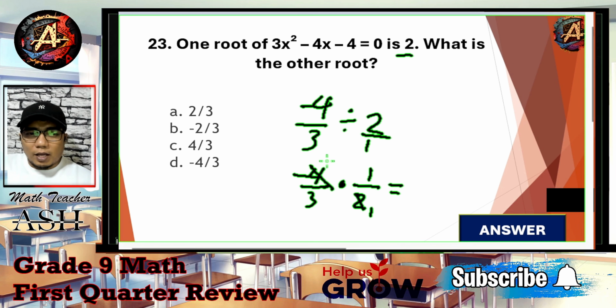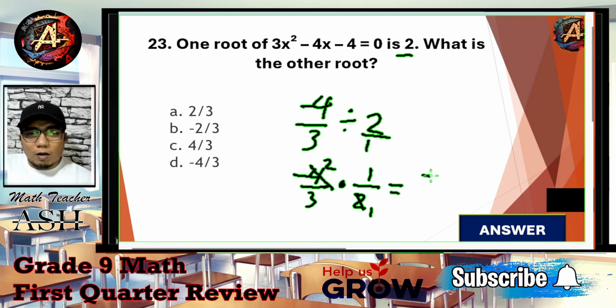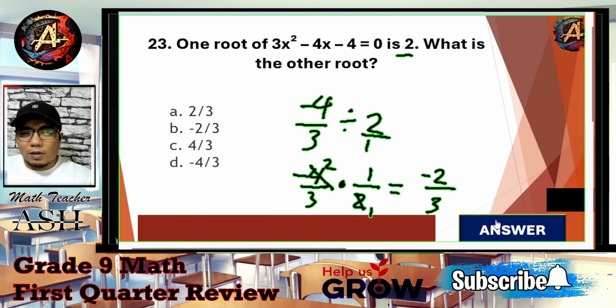This will become 1 and this will become 2 by dividing both sides by 2. So negative 2 over positive 3. Therefore, the correct answer is letter B. Let's check whether we are correct.